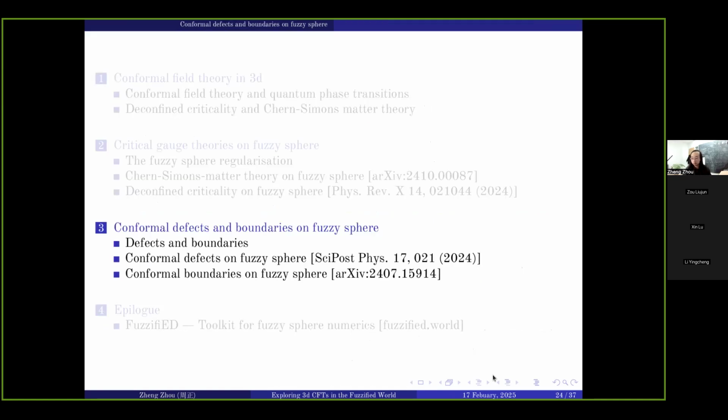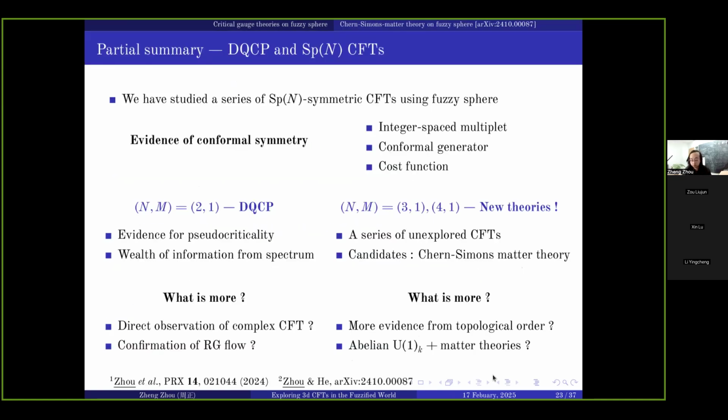So what do you mean by the last point? How do you study the abelian U1 level K plus matter theories? We're guessing that we can study them by, for example, breaking the SPN symmetry to a SUN times U1. And then the CFT you study may naturally flow to this one. Yes, exactly.